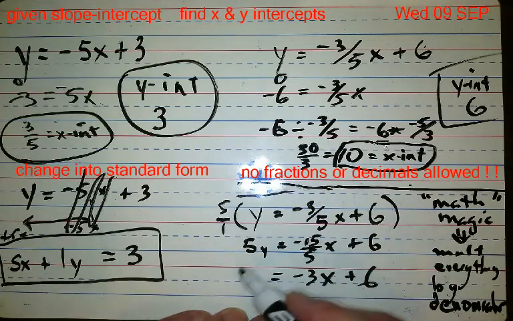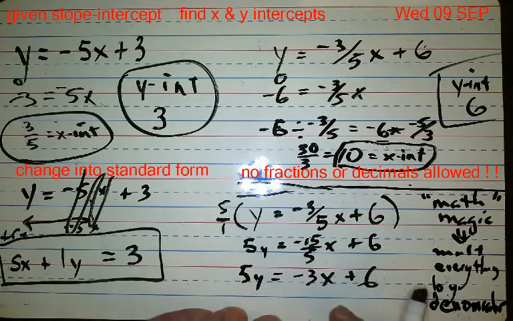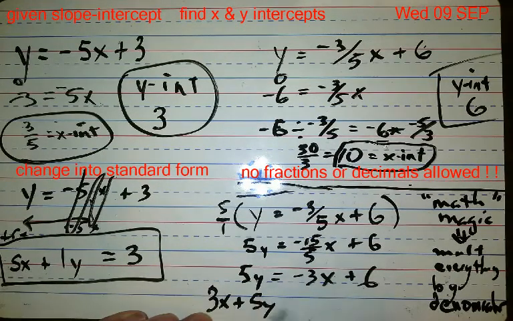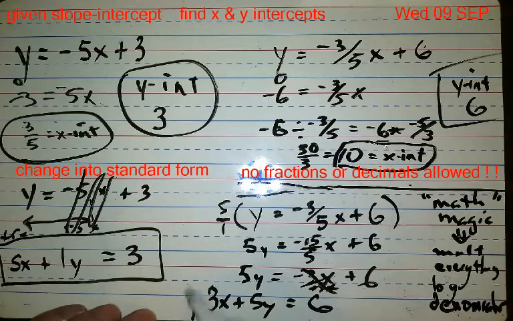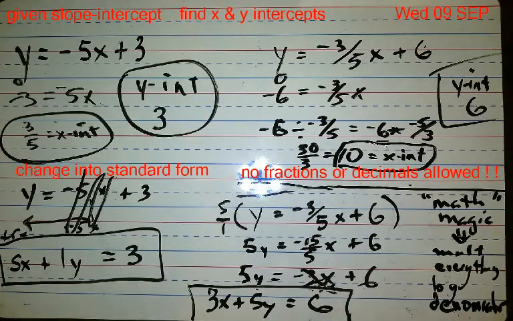So, lo and behold. Now, our job is just like this other one. You have to add 3x to both sides. So, if I add 3x over here, and if I add 3x right here, they go away. So look what I have. I have exactly what I want. I've got the standard form that doesn't have any fractions or decimals.